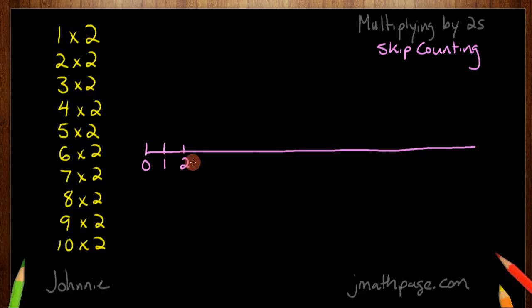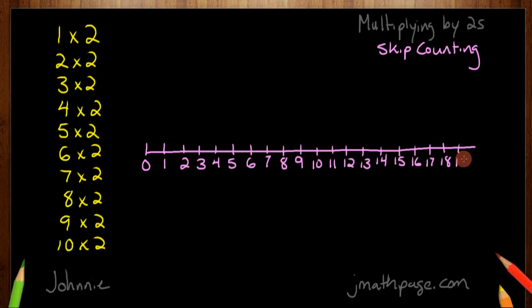So 1, 2, 3, 4, 5, 6, 7, 8, 9, 10, 11, 12, 13, 14, 15, 16, 17, 18, 19, 20. Lucky for me, I had just enough line there. Now you can always make a line like this for yourself when you're trying to do multiplication. So let's see what we can do with this line.